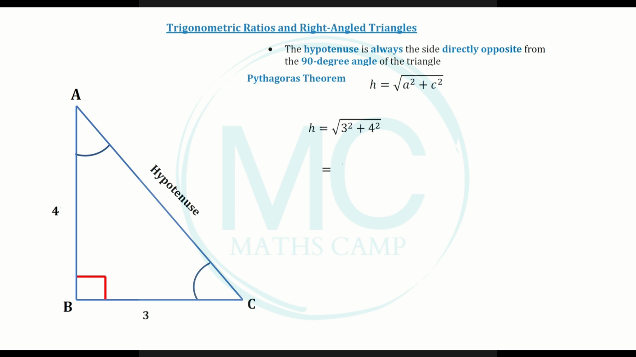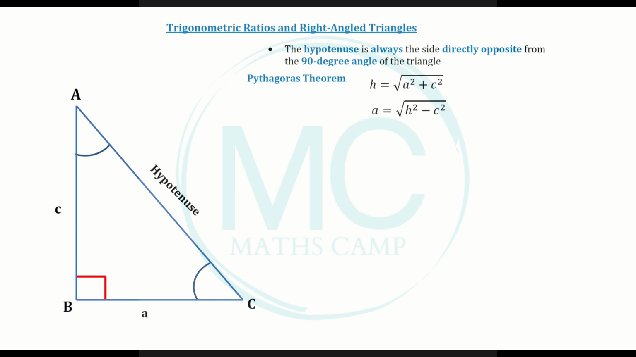Now we can square our values. 3 squared gives us 9, plus 4 squared is 16, all under a square root. Now we can add 9 plus 16, and we get 25 under a square root. The square root of 25 is equal to 5. Now we can see the length of the hypotenuse is 5. So let's clean this up and put our 5 in our diagram over here.